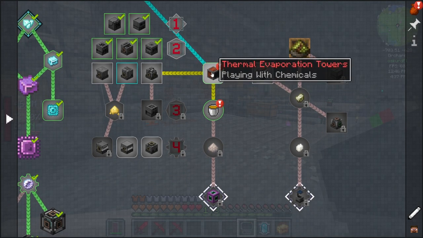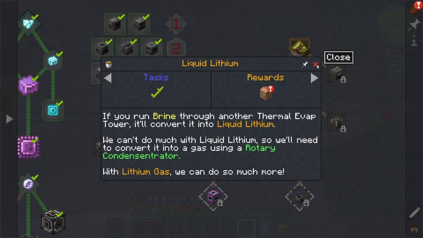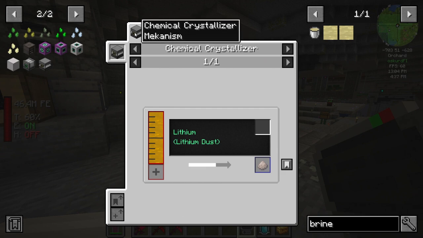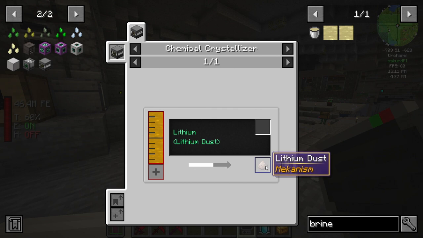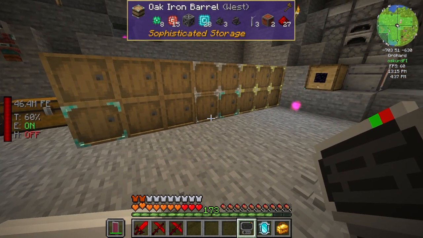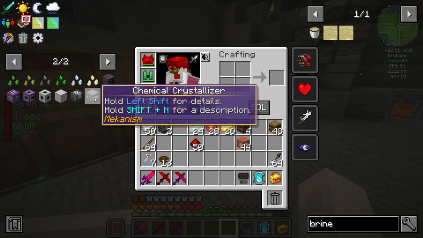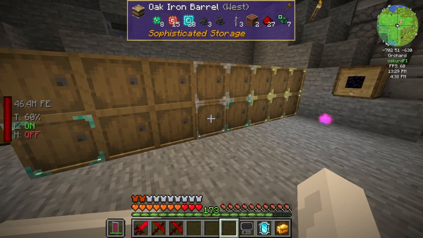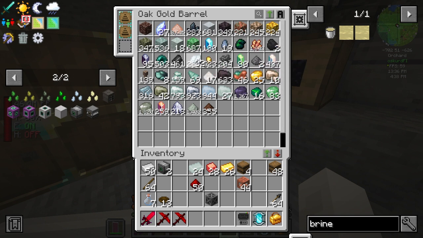And then once we finish those tanks or buffer tanks, we will eventually have liquid lithium. And this liquid lithium we pump into this chemical crystallizer, which will turn lithium into dust. This takes much shorter time than I was expecting, actually, this crafting part. So what we need, we need fluorine, one of those. Fluorine I have here, an absolutely horrendous amount, but we need two.